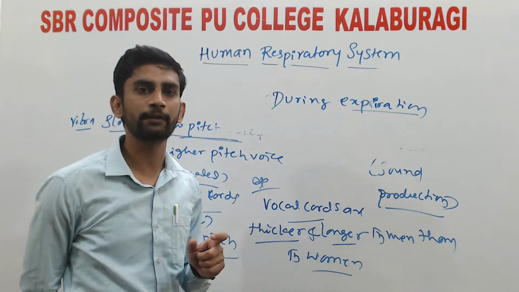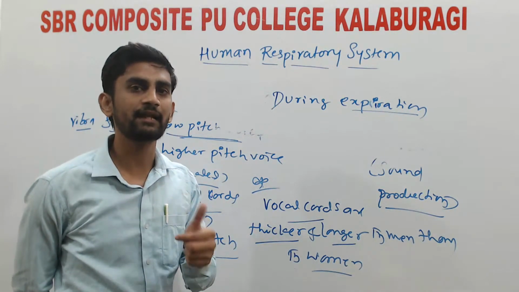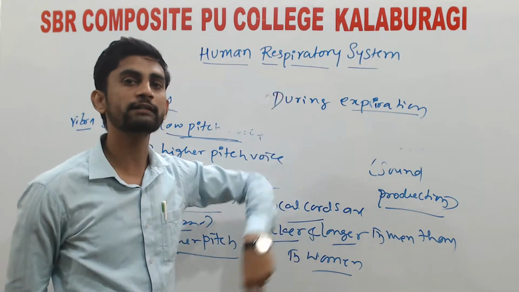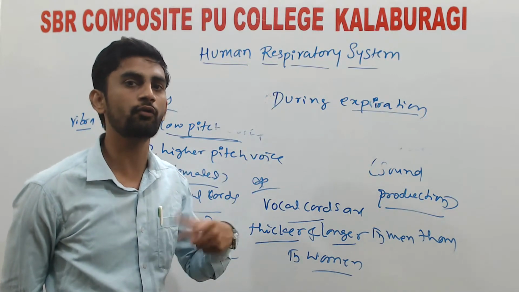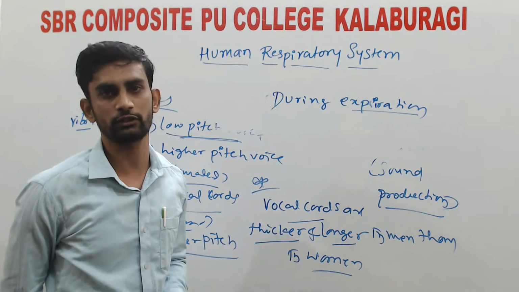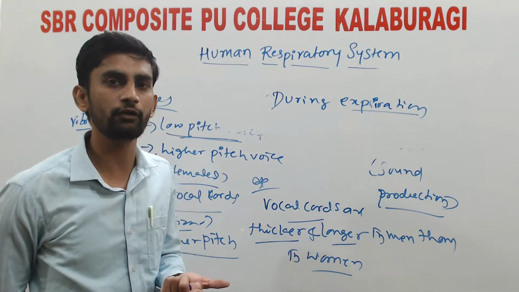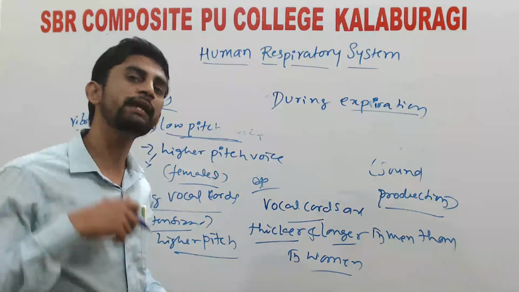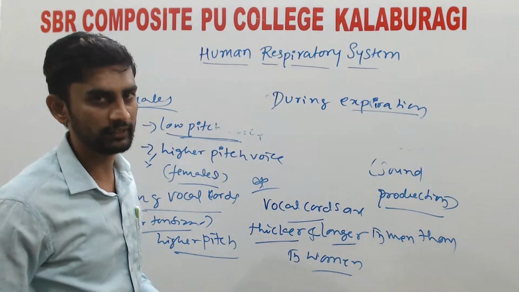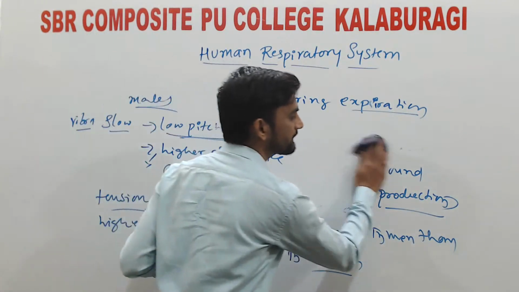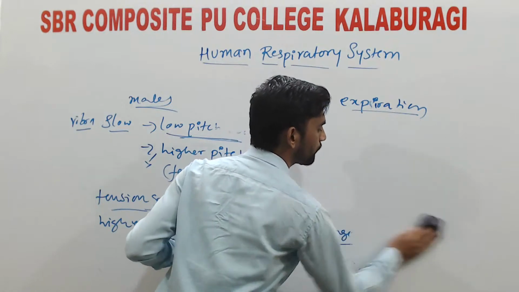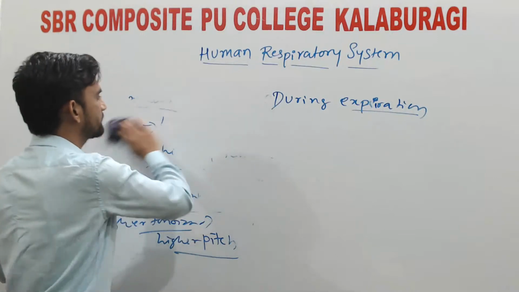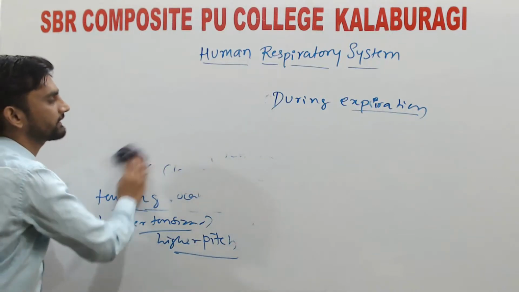And sometimes what will happen? We can call it a harsh sound. That sound may be produced by slow vibration of the false vocal cords. Usually false vocal cords won't be involved in sound production. The main involvement in sound production is by the vocal cords, and only during the expiration process, not during the inspiration process. At this point also you have to remember about the vocal cords. With this we complete the vocal cords.